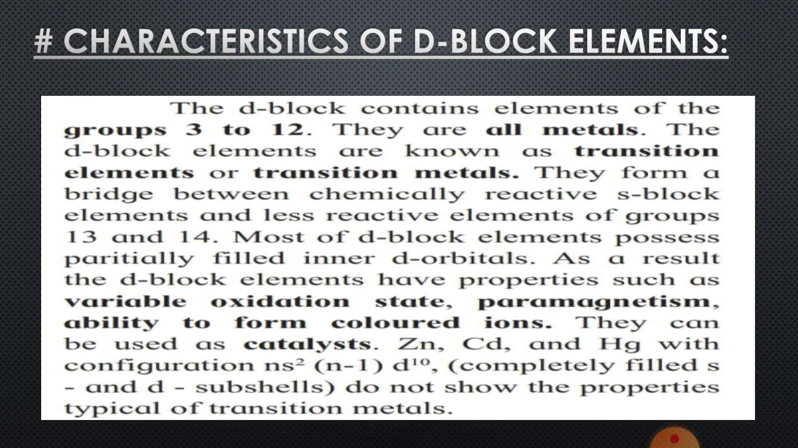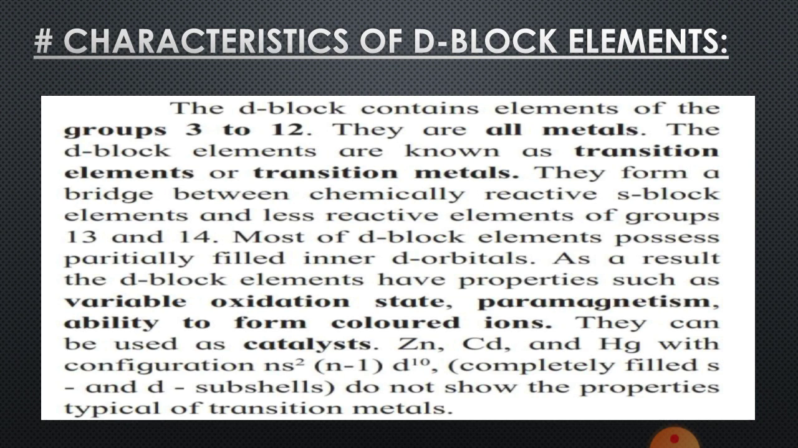Between the chemical reactivity of the s block and the less reactive elements of groups 13 and 14, it is present as an intermediate between the s and p block. Most of the d block elements possess a partially filled inner d orbital. Here the last electron will enter the d orbital, and that d orbital is partially filled. Due to this, d block elements have properties such as variable oxidation state.